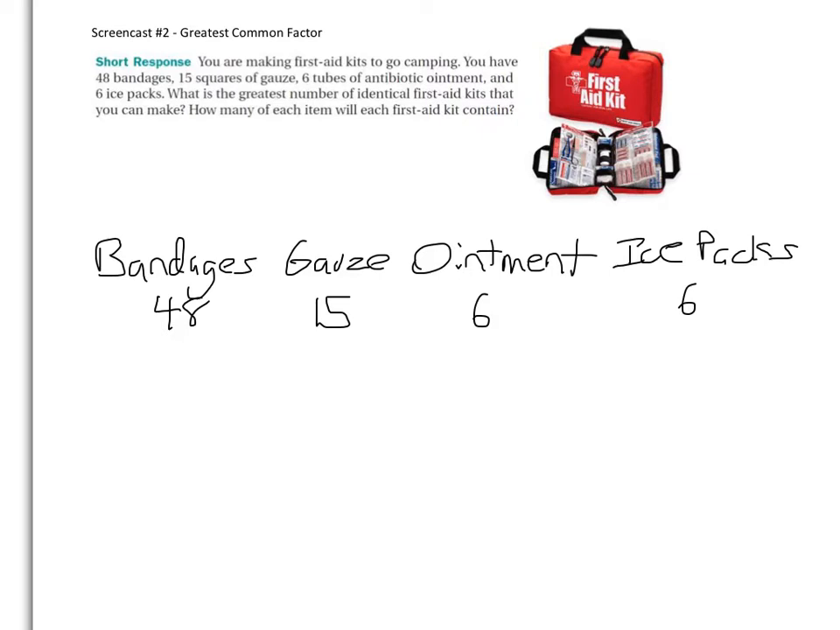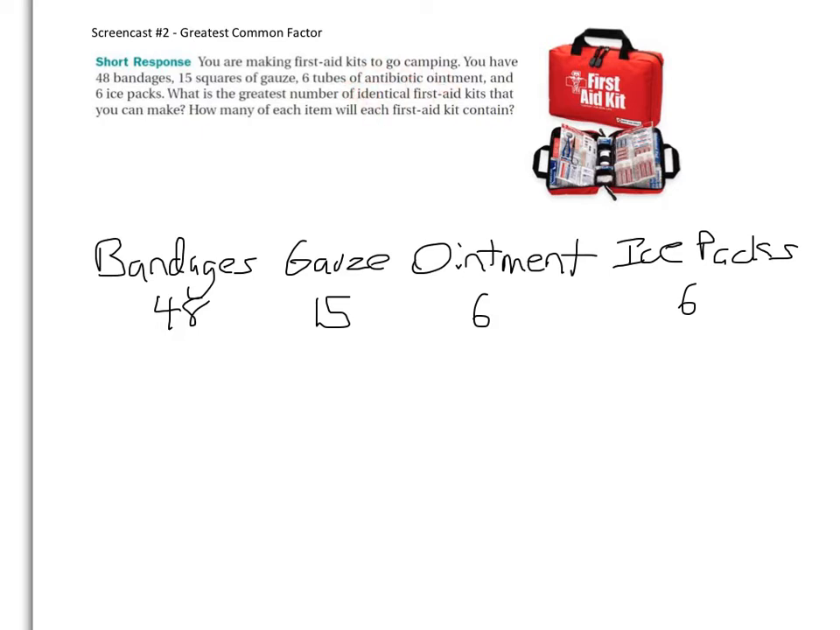Here is the one that I want to do and show for you. It has to do with a first aid kit. You are making first aid kits to go camping. You have 48 bandages, 15 squares of gauze, 6 tubes of antibiotic ointment, and 6 ice packs. That is definitely being prepared. What is the greatest number of identical first aid kits that you can make? The key word there being identical.